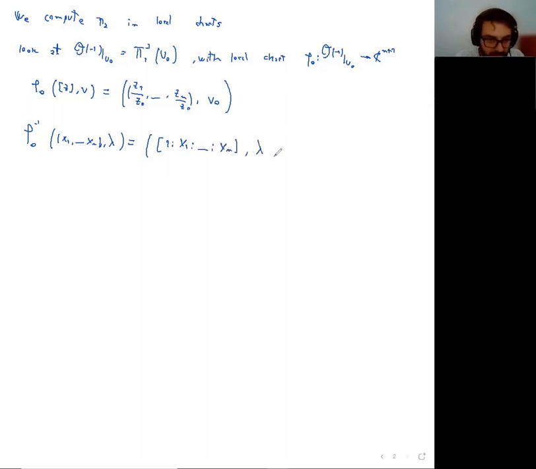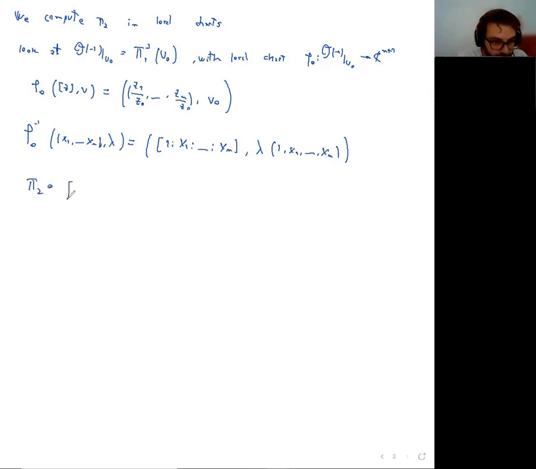And here you put lambda times (1, x1, ..., xn). This was the inverse. Okay. So now we think of this as our coordinates. What happens when we apply pi 2 to them?